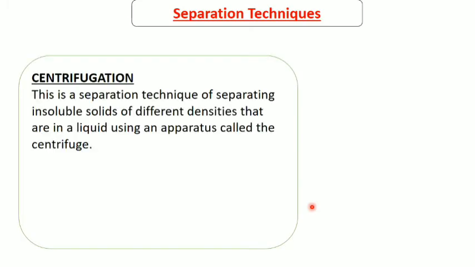So the next technique that we're going to take a look at is called centrifugation, and is defined as the separation technique of separating insoluble solids of different densities that are in a liquid using an apparatus called the centrifuge. So if you have one or more insoluble solids that have different densities mixed in a liquid, you can separate them using what is called a centrifuge.